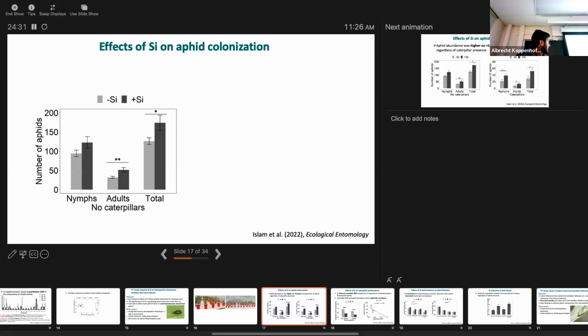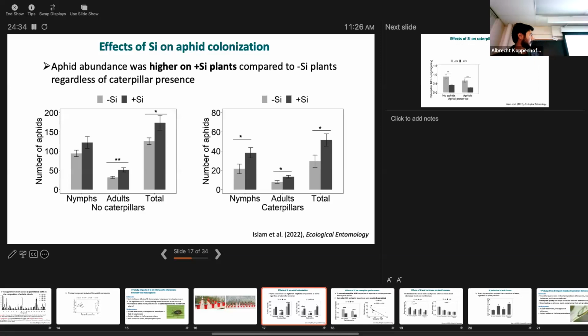So what we found is that aphid abundance was actually higher on plus silicon plants compared to minus silicon plants, regardless of caterpillar feeding. This is the aphid abundance on plants that had no caterpillars, and this is aphid abundance on plants that had caterpillars on them. You can see that the abundance of both nymphs and adults and the total abundance of aphids was higher on plus silicon plants. So silicon supplementation actually favored the colonization by aphids.